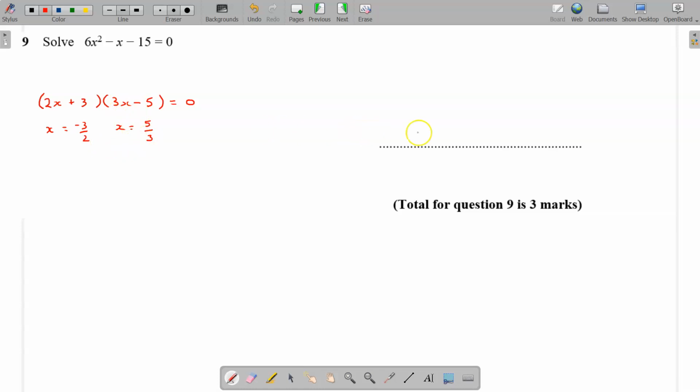So they're the 2 solutions. I'm just going to write them here. X equals negative 3 over 2, or x equals 5/3. Now you don't actually need to write them in 2 places. I could have just gone straight over here and written them, but they're done now.